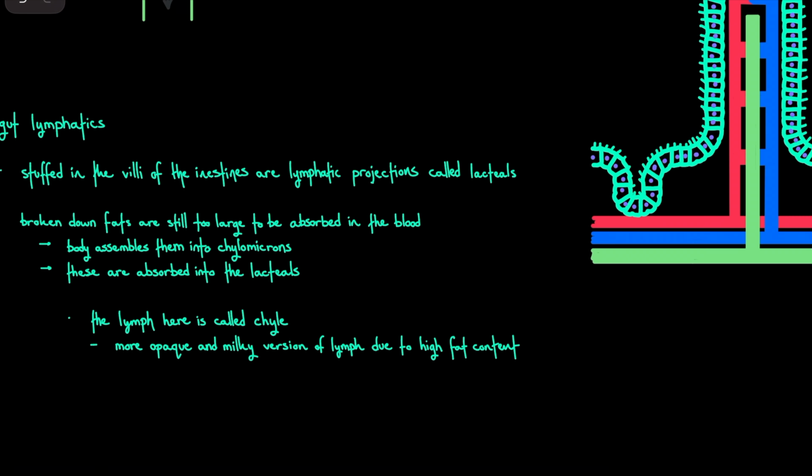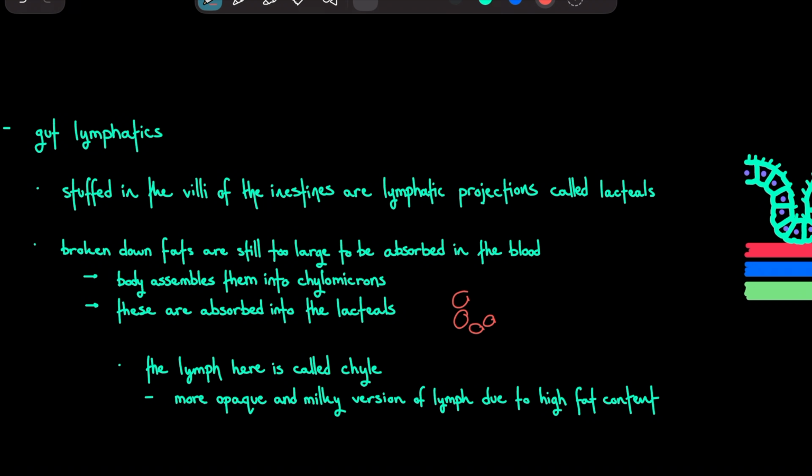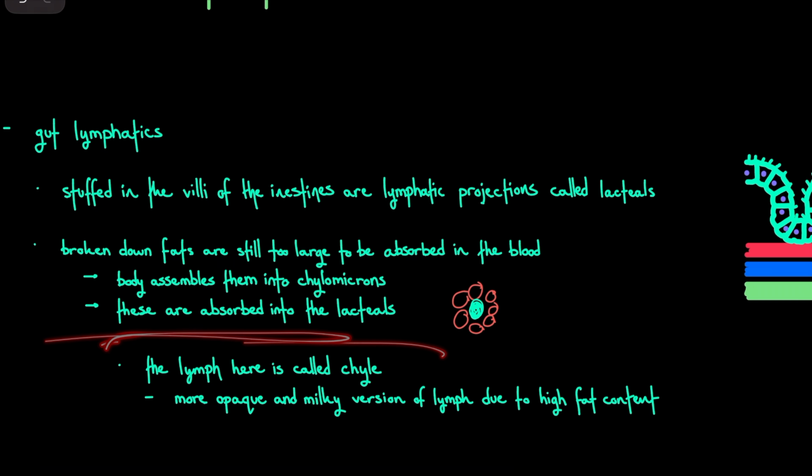But why would I want that? Well, broken down fats are too large to be absorbed in the blood. So what the body does is it assembles them into something called chylomicrons, which are basically just little fatty sunflowers, just little fatty goblets. Okay? And that just gets absorbed into the lymphatic vessels. Those are a bit wider in diameter and can handle the larger chylomicron molecule. Okay? I don't know why that's how it happens, but that's just what it does. Okay, so these are absorbed into lacteals.